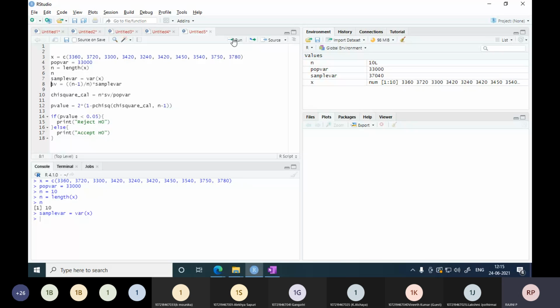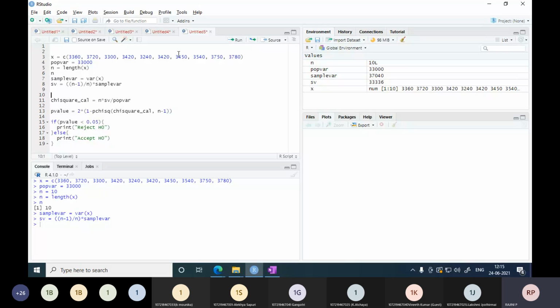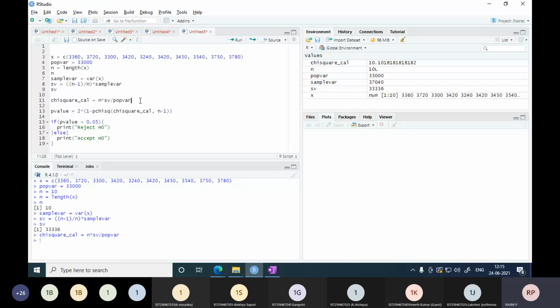And then what is the smallest square? This is calculated, and check it. The smallest square is 33336. Okay, and now go for the chi-square calculated value. What is the chi-square calculated value? Yeah, the chi-square calculated value is 10.10182. Okay, now I'm converting that chi-square value into the probability value.